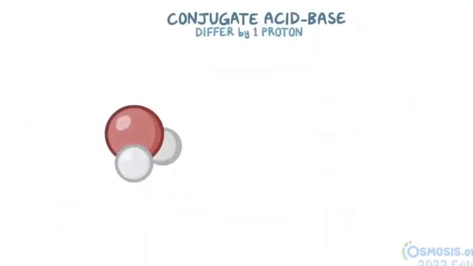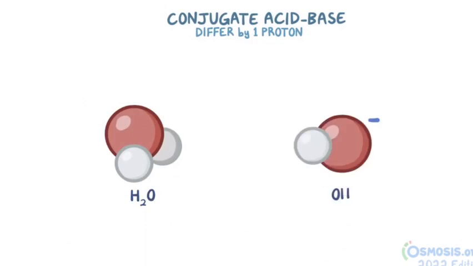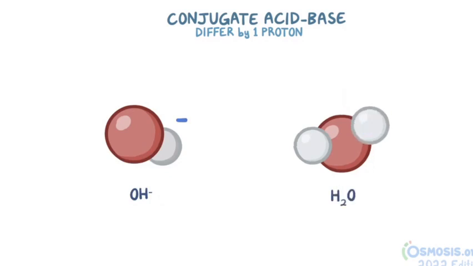Since there's only one proton difference between H2O and OH-, water and the hydroxide ion are a conjugate acid-base pair. If we take off an H+ from H2O, we get OH-. If we add an H+ to OH-, we get H2O.